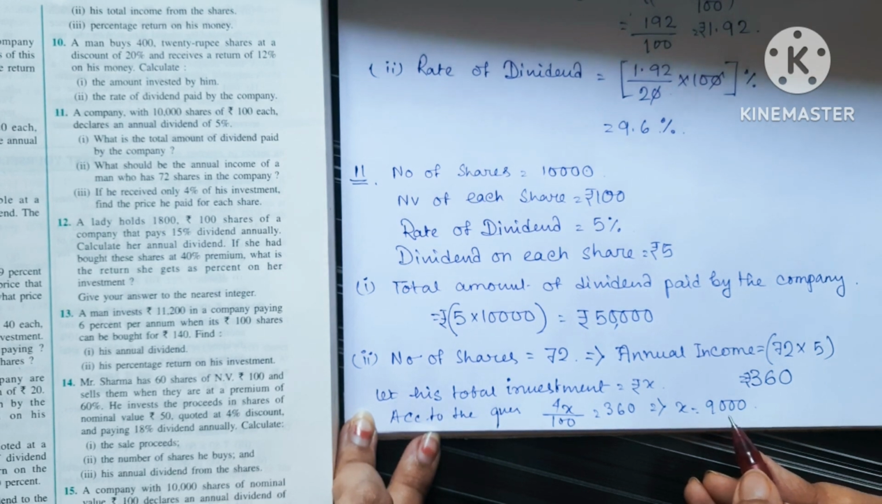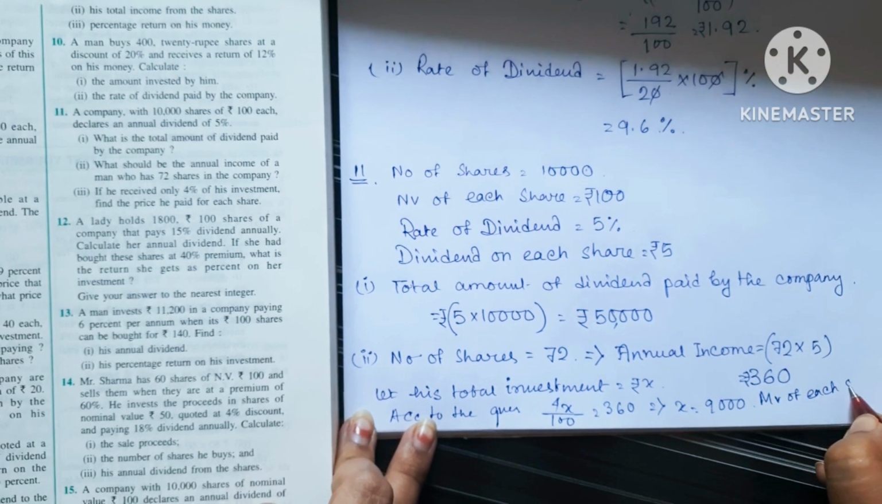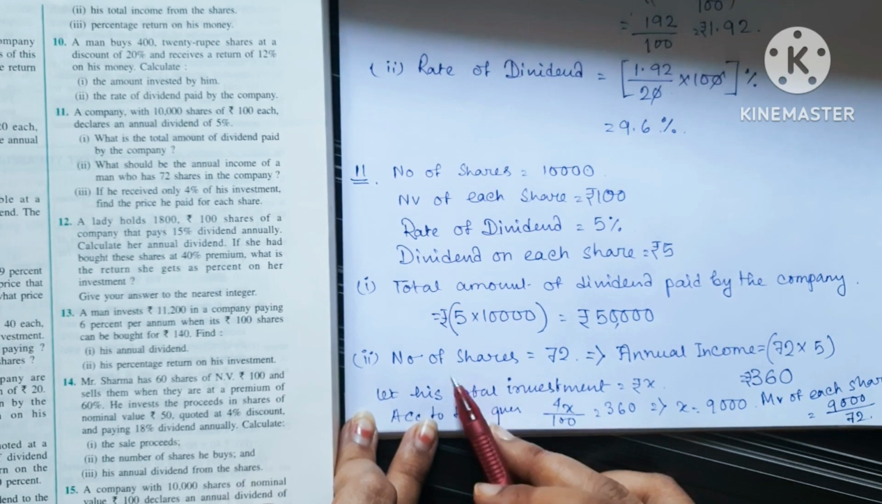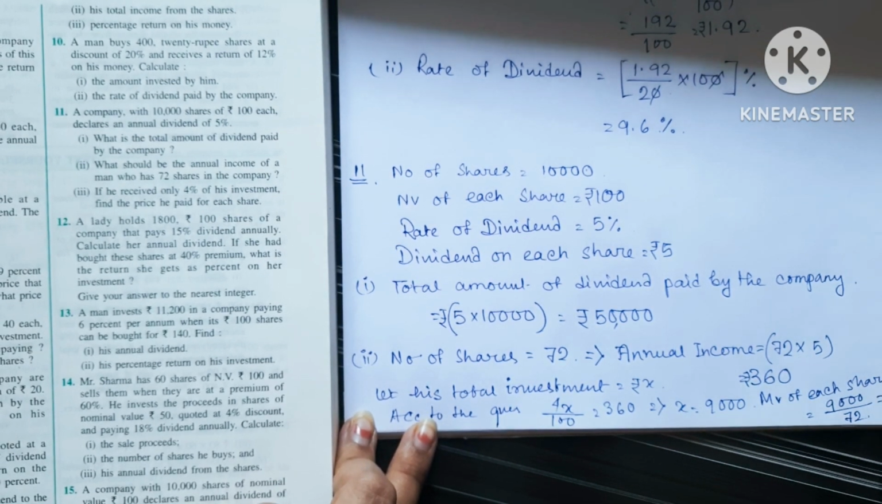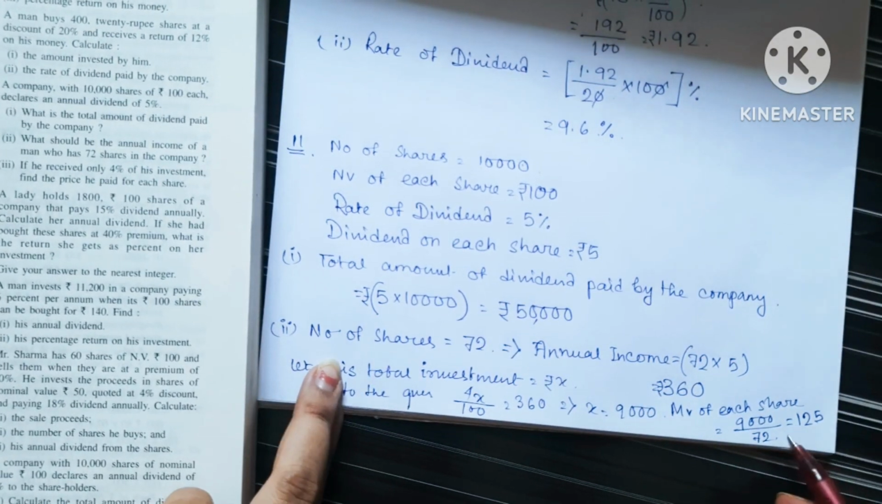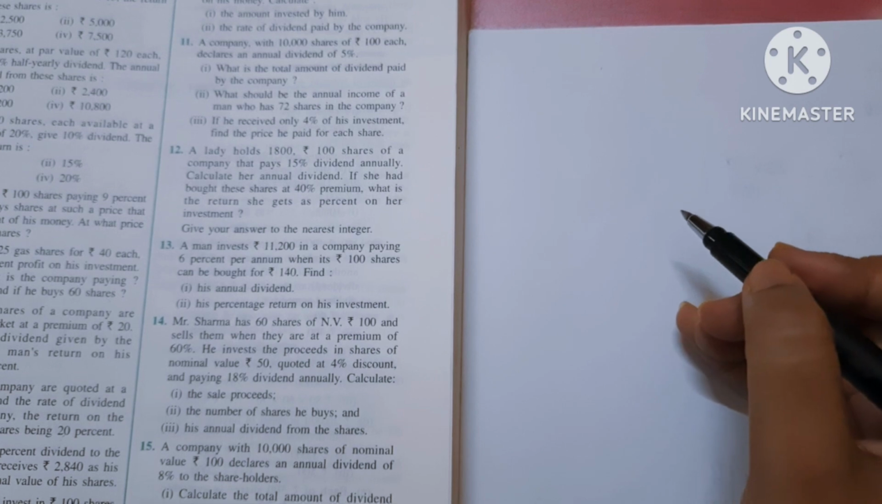Now you have to find the market value of each share. So the market value of each share is 9,000 by 72, his number of shares. So it will become 125. Yes, so it will become 125. This one will be the answer. Now question number 12.